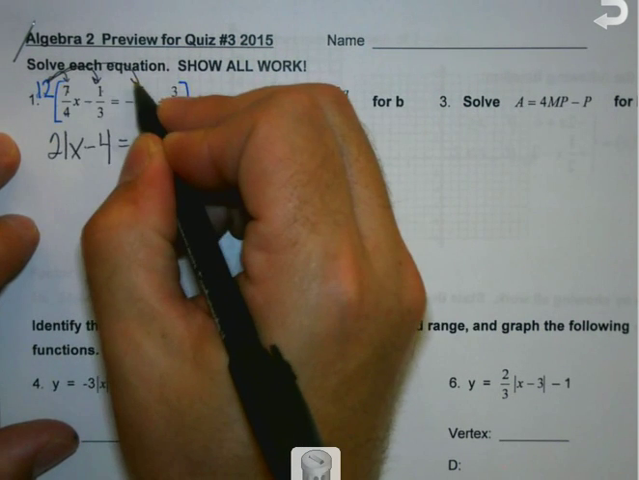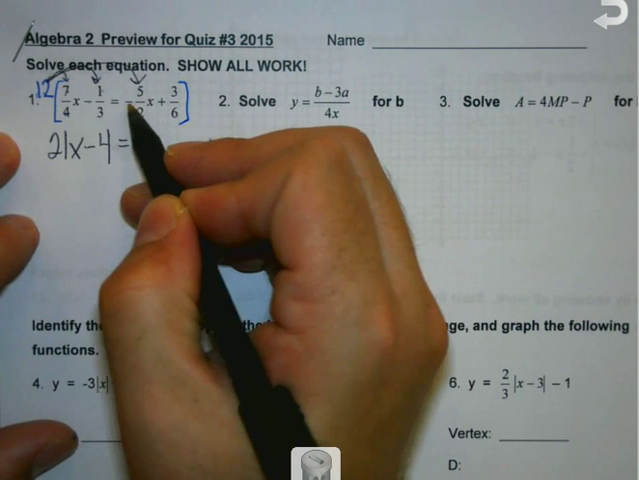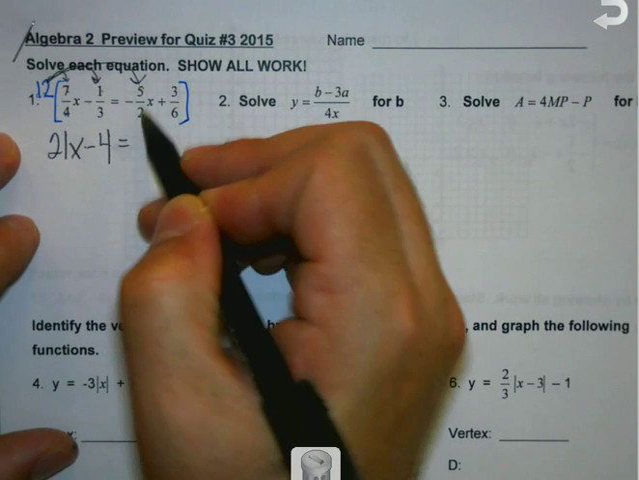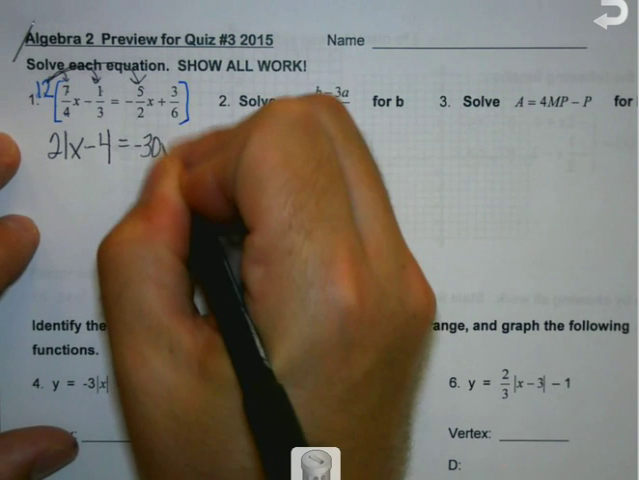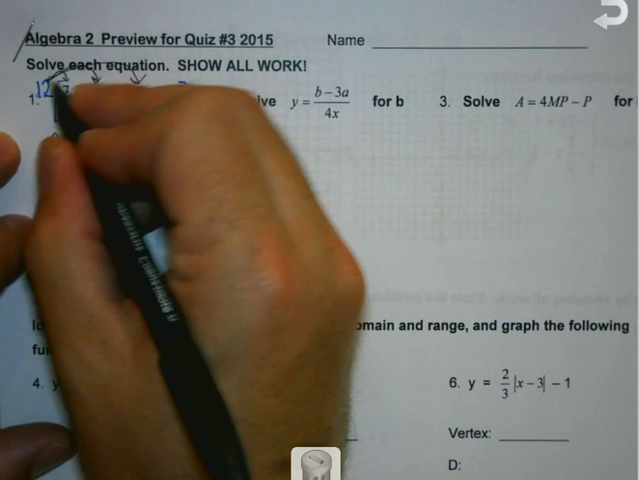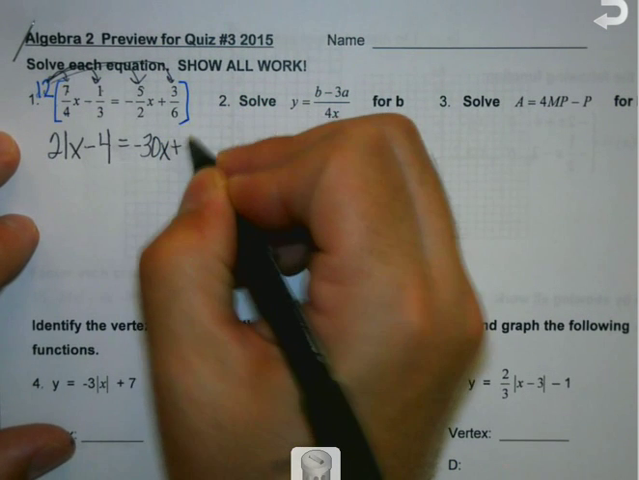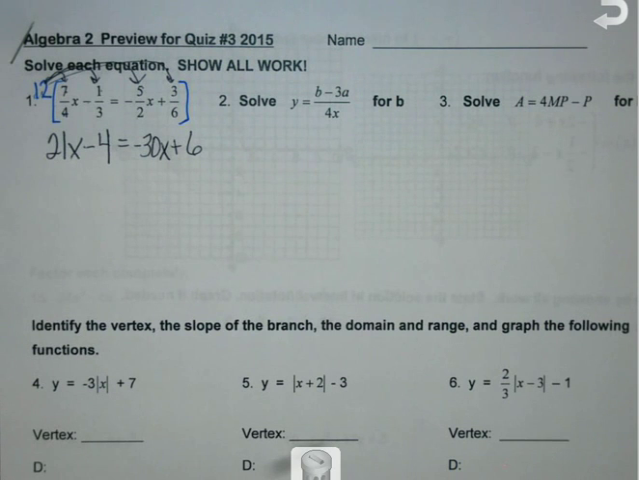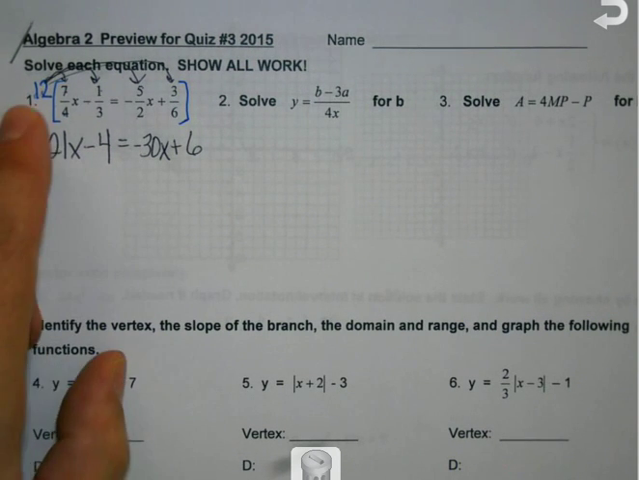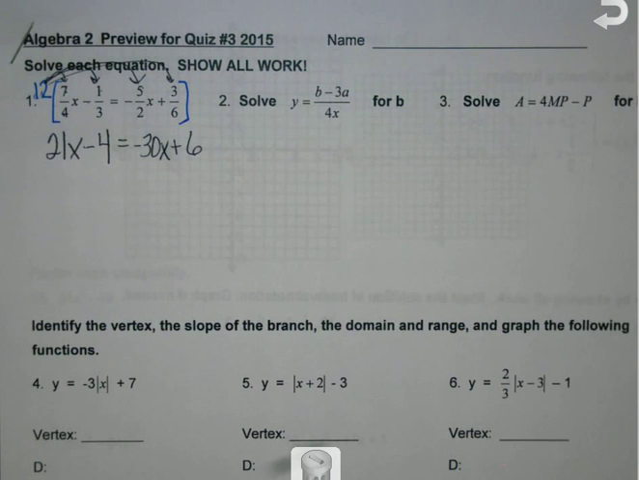And I keep working my way through. 12 times negative 5 is negative 60, divided by 2 is negative 30. And finally, 12 times 3 is 36, divided by 6 is 6. Notice, no more fractions anywhere. If I went through and did get fractions somewhere, I did something wrong. Okay, but it's got to be the same number that I multiply by all the way through. Once I do that, then we just roll with it.